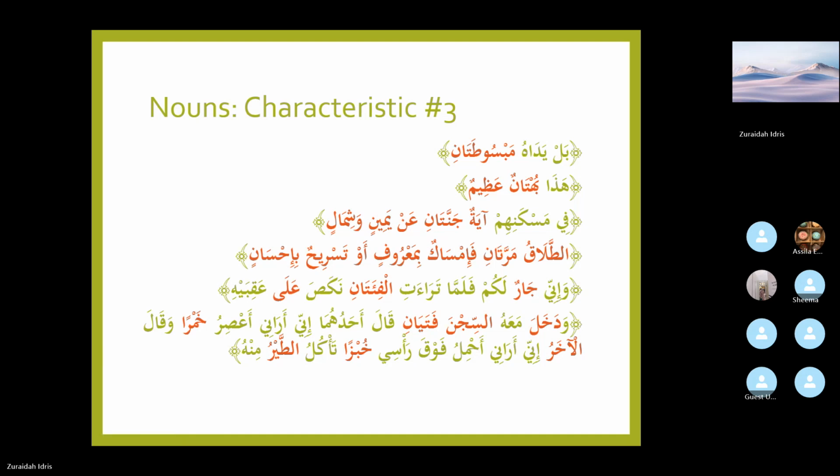It is ma'rifah, and it is singular and masculine. Yes. And this one, Khubzan. Khubzan. It is singular, masculine too. Okay. And the final one, At-Tayru. Tayyirun ma'rifah, singular and masculine. Okay.